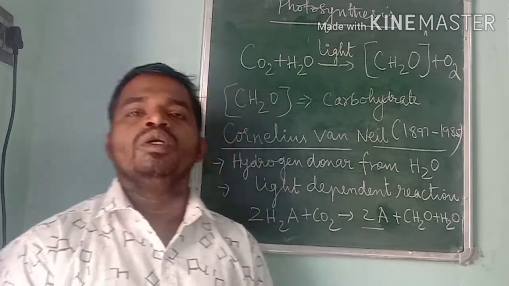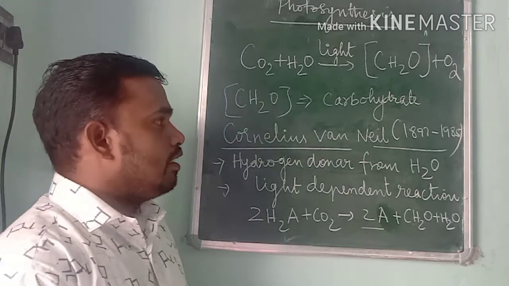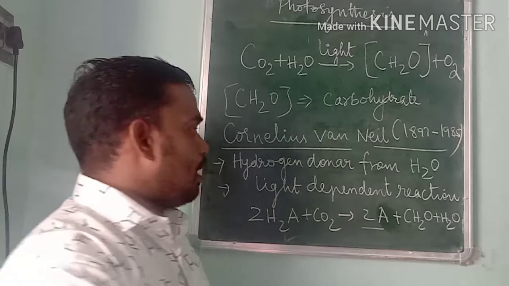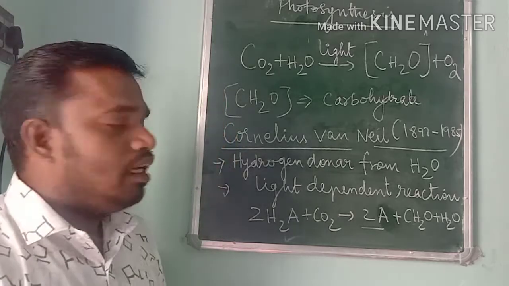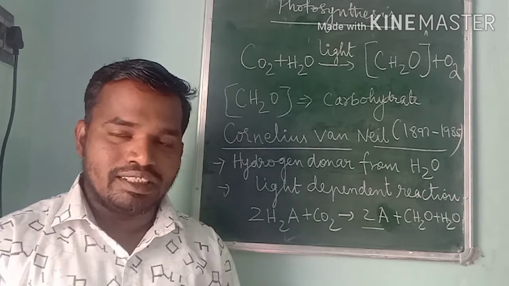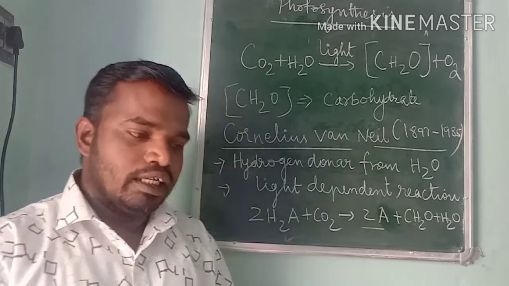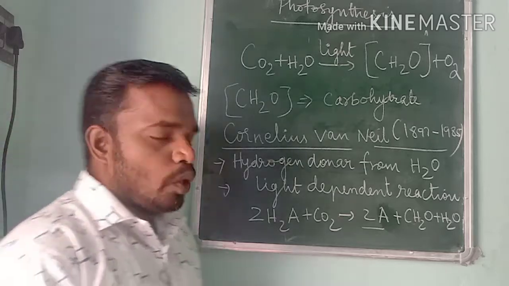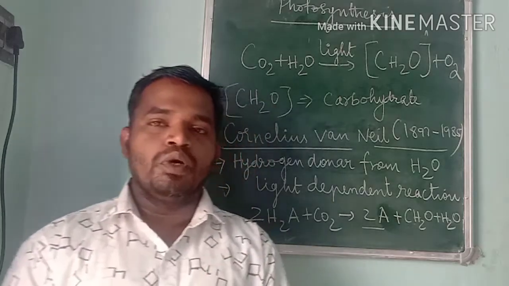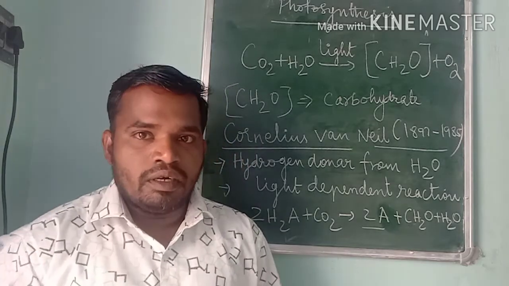How was he able to demonstrate that plants need light? Plant photosynthesis is a light dependent reaction where hydrogen is donated from a suitable oxidizable compound and reduces carbon dioxide into carbohydrate. How was he able to explain his concept? To prove that, he conducted experiments using purple and green sulfur bacteria.